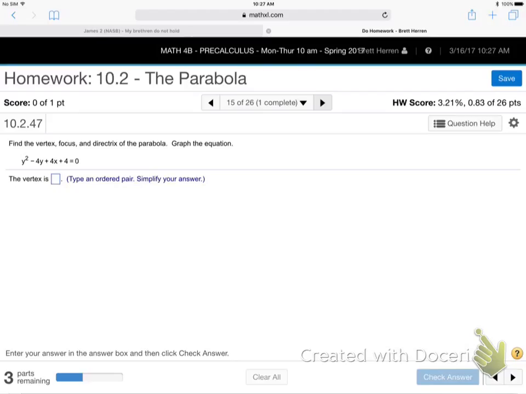Okay, so now we get y squared minus 4y plus 4x plus 4 equals 0. This one does not at all, we've got to do a lot of plastic surgery. This one doesn't have the format we want at all. It's not even close. What's the format we want?